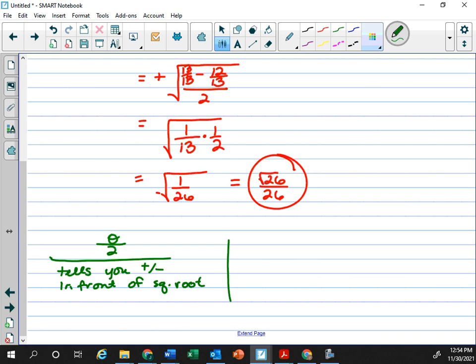Whereas the theta, that's the angle used in the formula, okay? Just so you can kind of keep those straight.